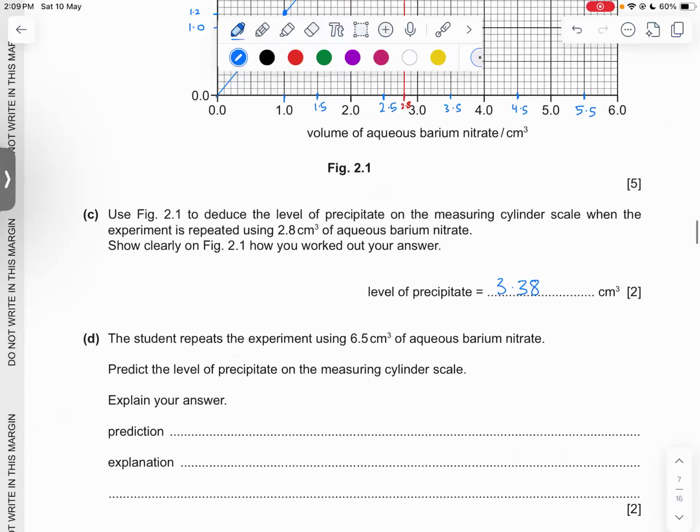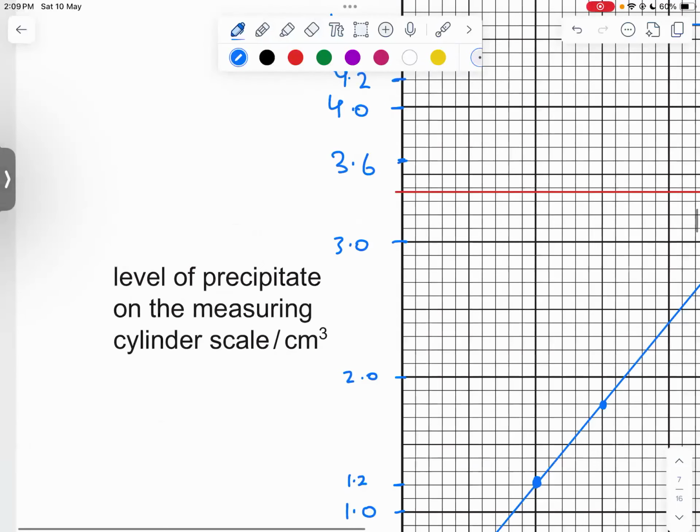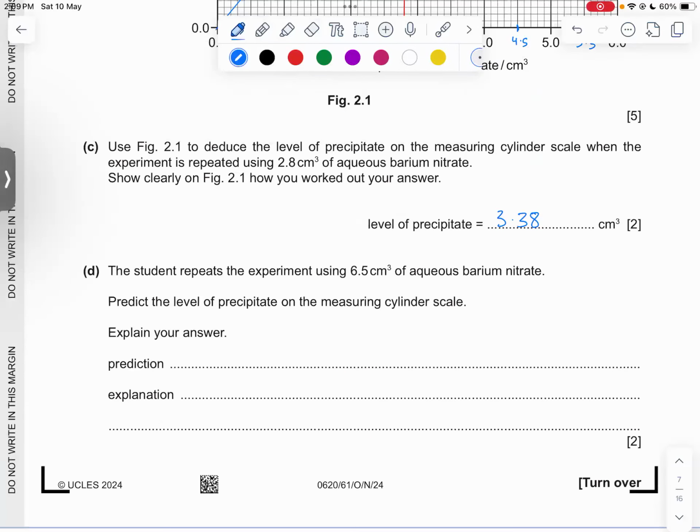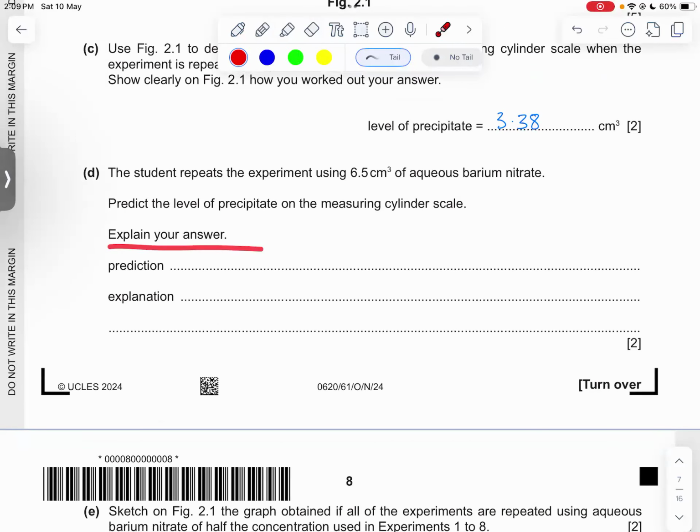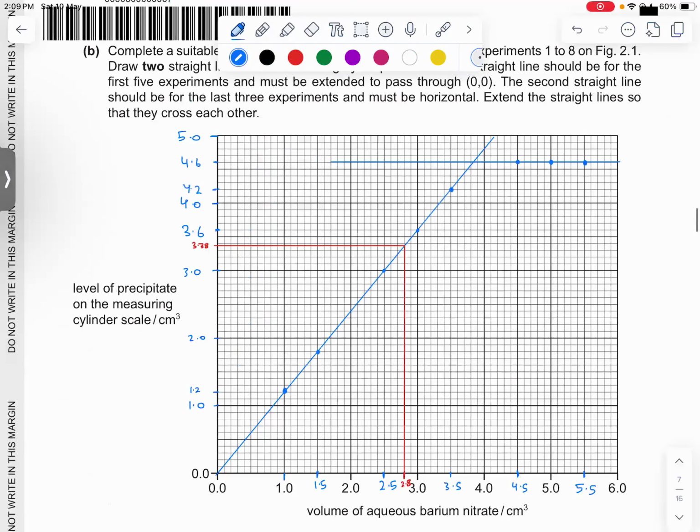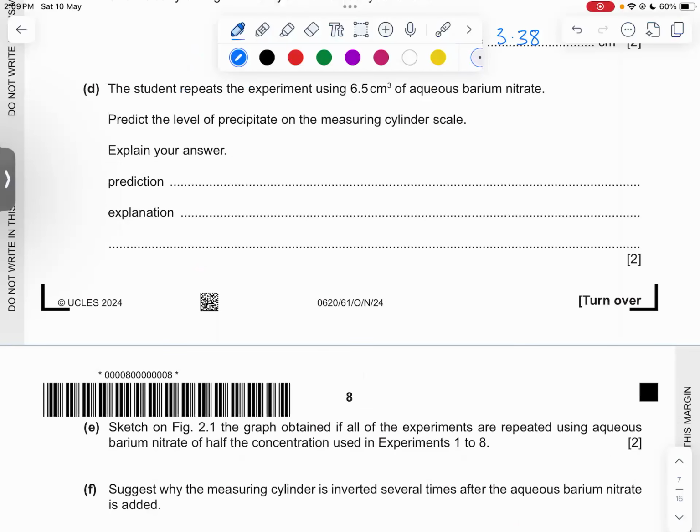Next, just highlight it as well. Next, the student repeats the experiment using 6.5 centimeter cube of aqueous barium nitrate. Predict the level of precipitate in the measuring cylinder. Explain your answer. So even if he uses 100 centimeter cube of barium nitrate, it's not going to produce a level greater than 4.6, right? So the level of barium precipitate would be 4.6 centimeter cube.